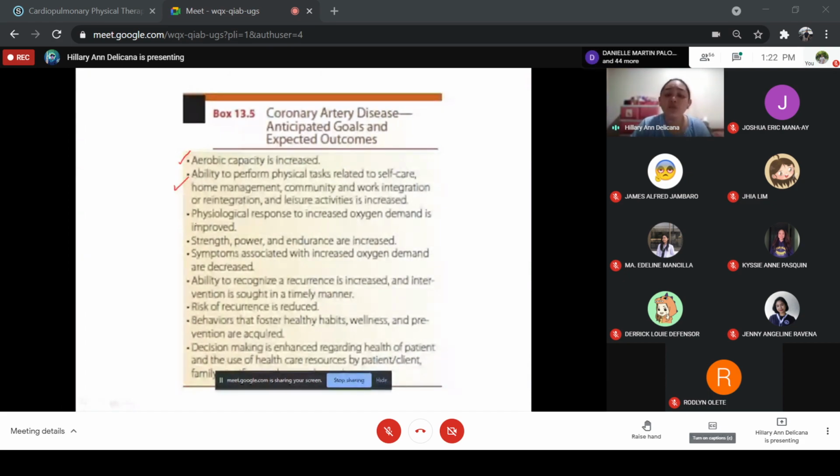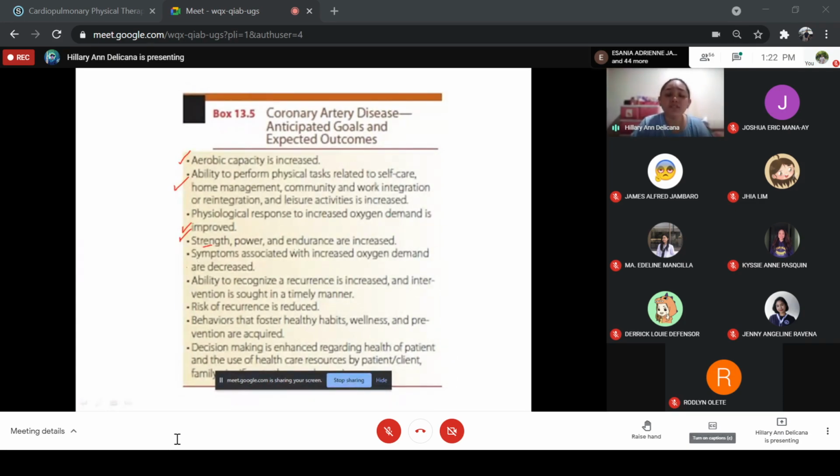Of course, we also want the patient to increase his strength, power, and endurance. When we say power, that is the output of his work. We also need to increase the strength because if we increase the strength, the patient will have more endurance to perform his tasks.